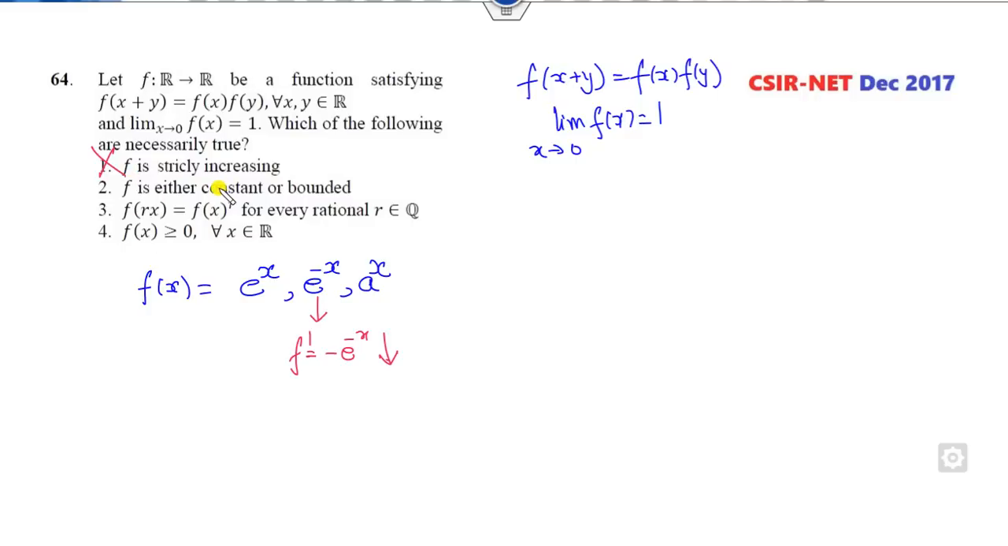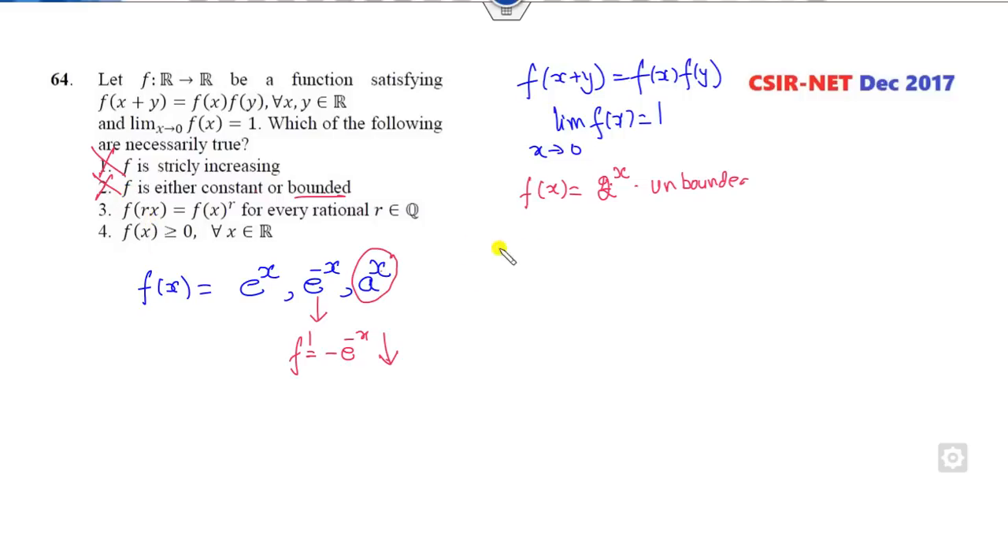f is either a constant or bounded. But you see this function is unbounded. If I consider this as, say, my 2^x, it satisfies all this property, which is my unbounded function. But the option said constant or bounded, so it is cancelled.